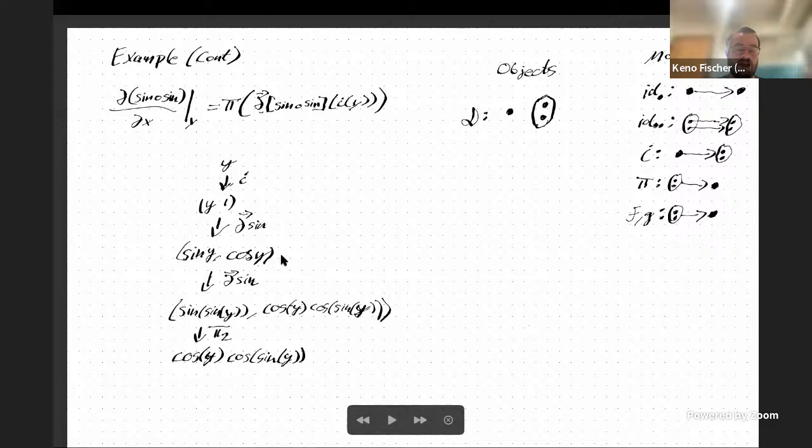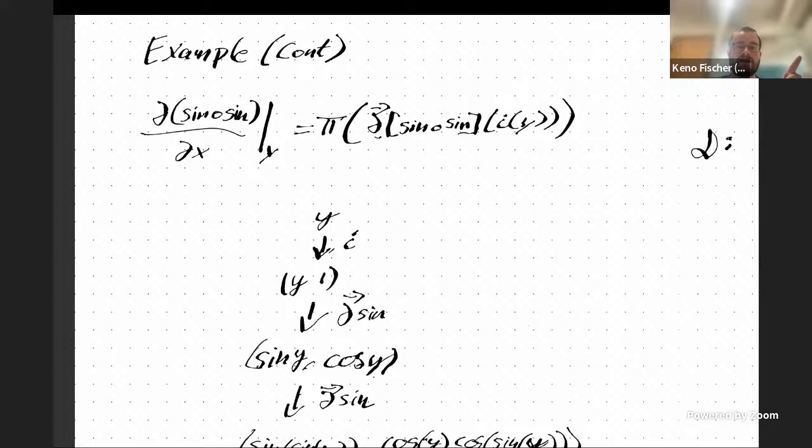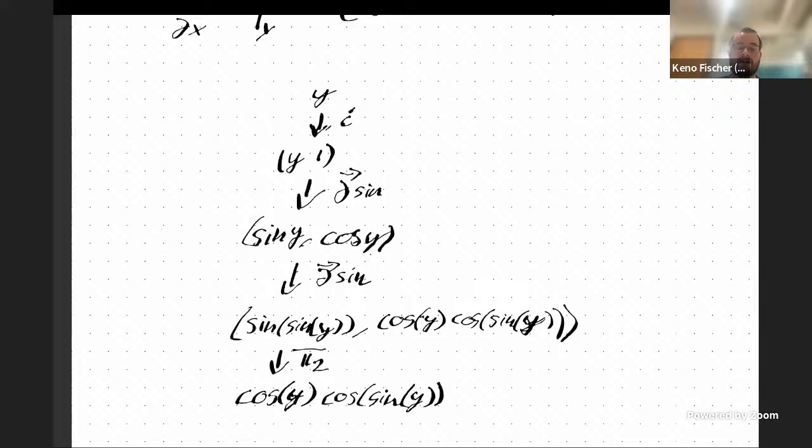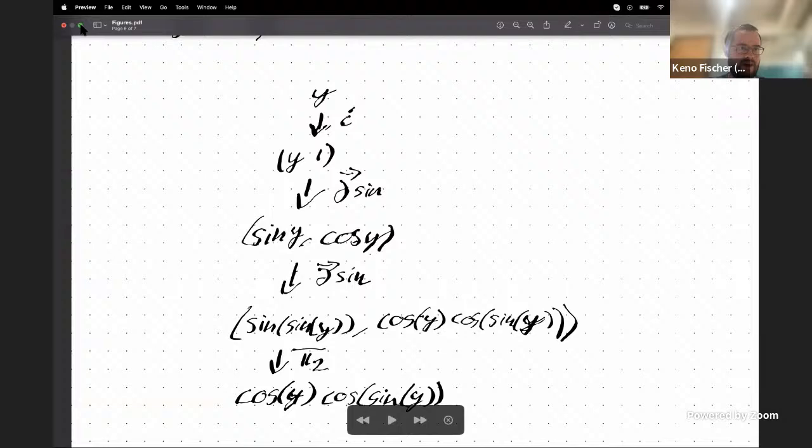Let me go through this quickly and basically say what I want to say on this, and then I'll switch back to the slides and talk about optics. This example does sine compose sine in the exact same way, and you get the derivative of sine compose sine using the exact same procedure I showed on the previous slide. Let me skip out of this and switch back to the slides to talk about implementations.